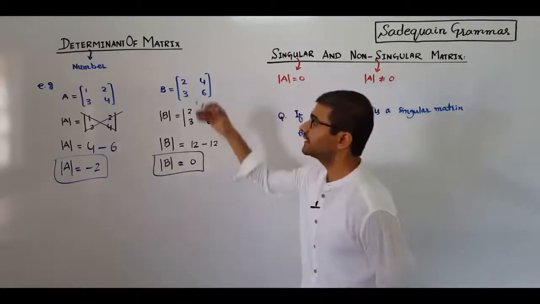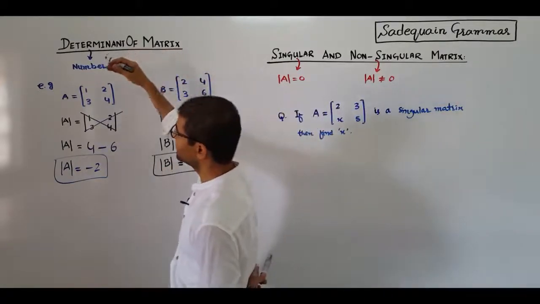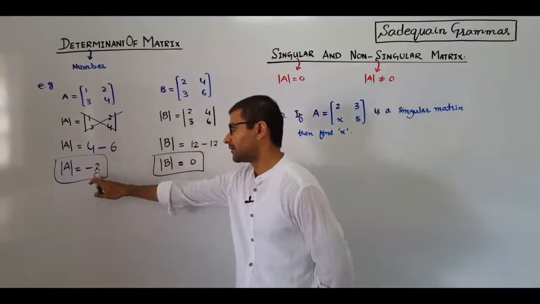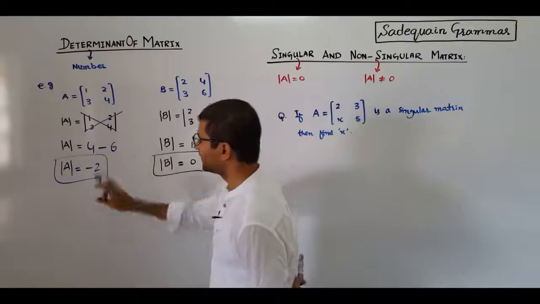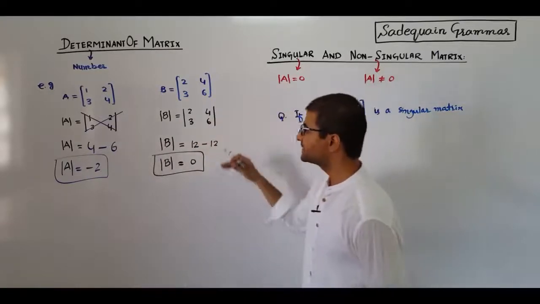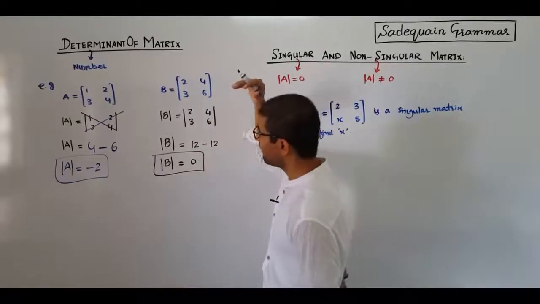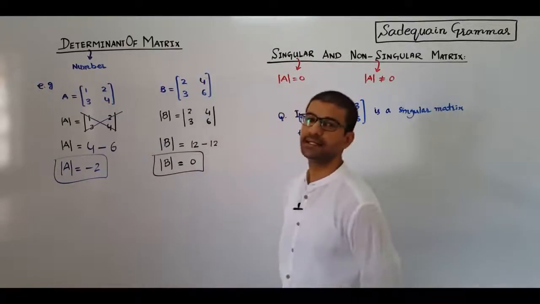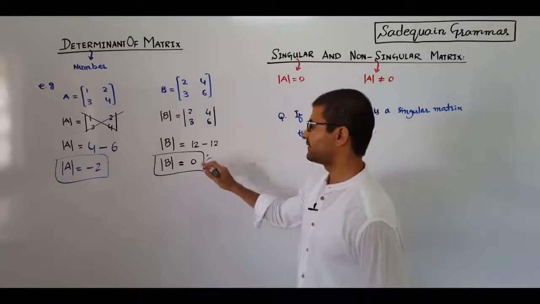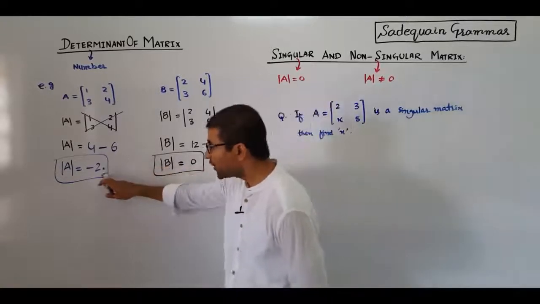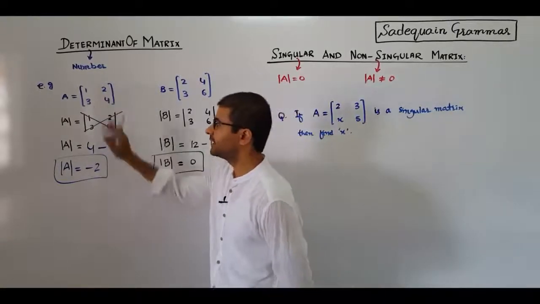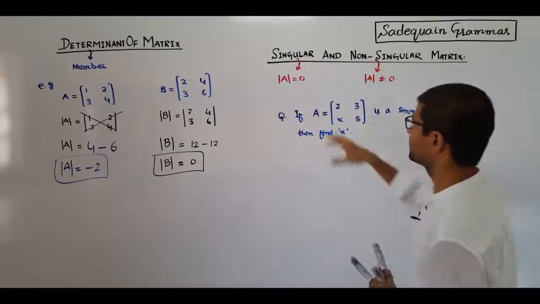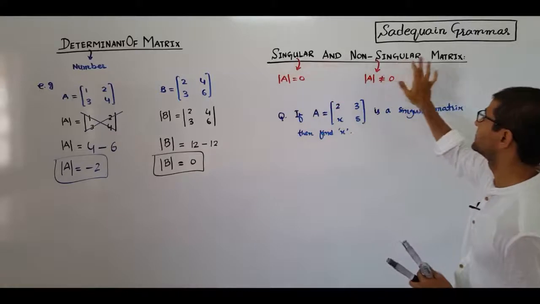Students, the answer of a determinant is a number, any number, 0 or other than 0. If the answer is 0, then the matrix is known as a singular matrix. If the answer is not 0, then this matrix is known as a non-singular matrix. We have next topic, singular and non-singular matrix.